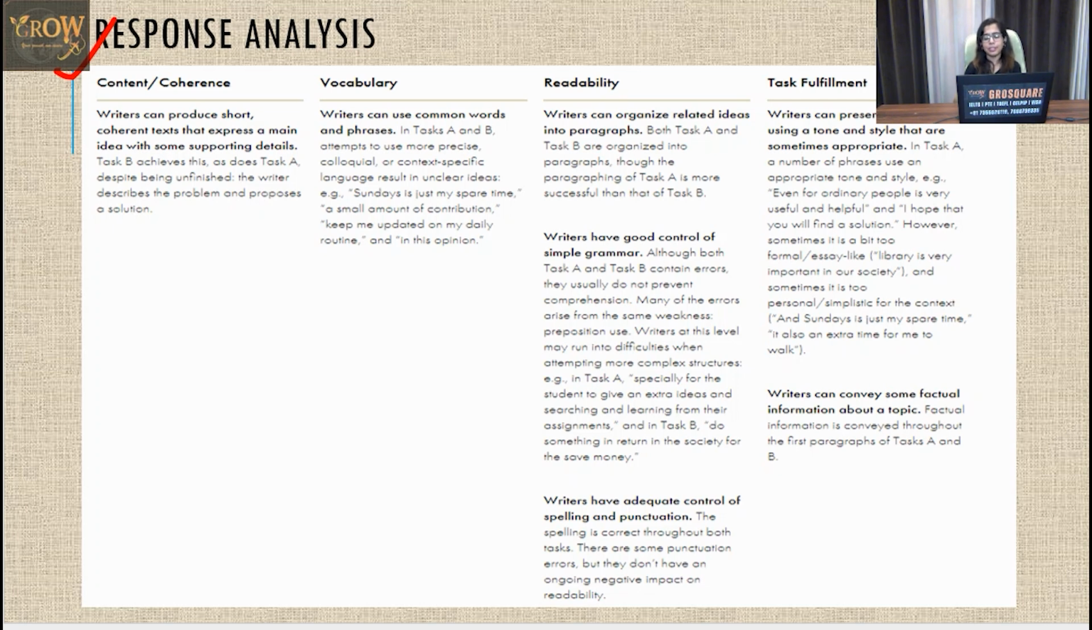And the person also needs to work on content and coherence, I would say, because the person needs to work on linkage and connectors and lexical resources. So all right, this was all about the writing part. I hope it was useful for you.